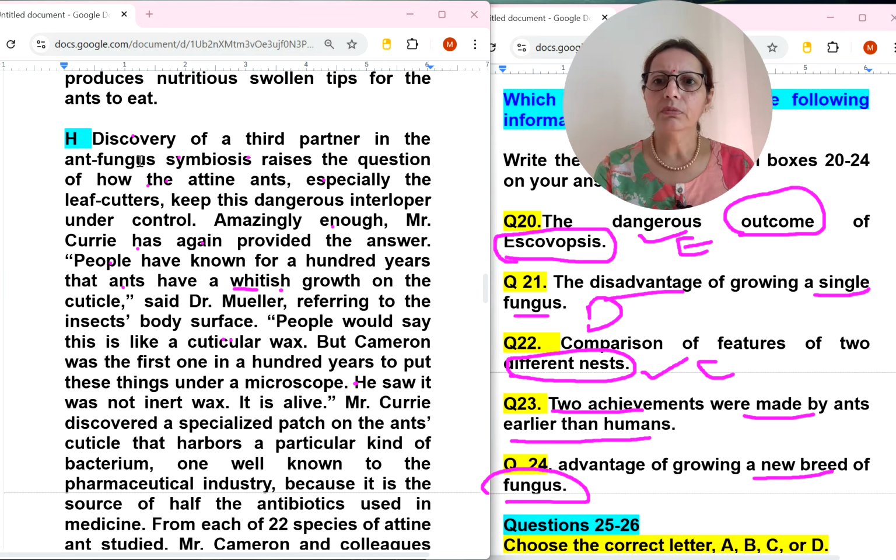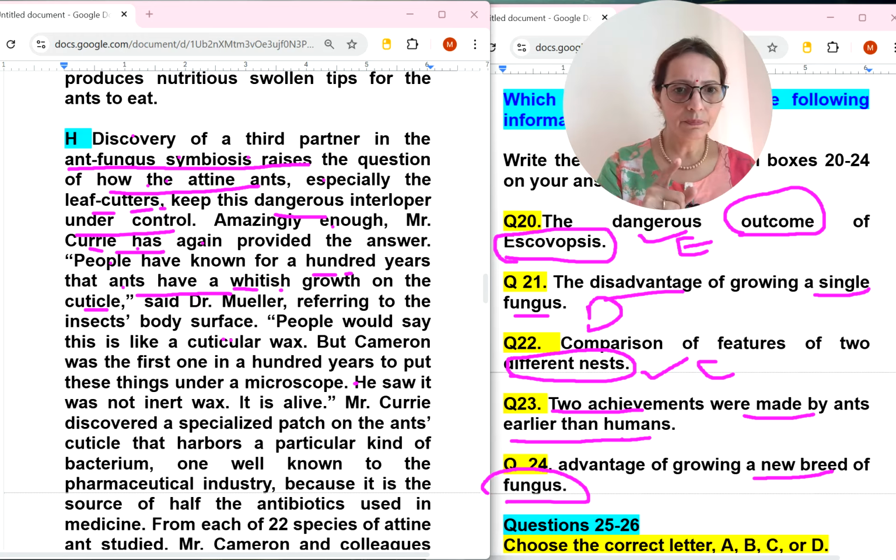Let's move to H number. Discovery of a third partner in ant-fungus raises the question of how the tiny ants, especially the leaf cutters, keep this dangerous parasite under control. Okay, amazingly enough, Mr. Curie has again provided the answer. People have known for 100 years that ants have a whitish growth on the cuticle.